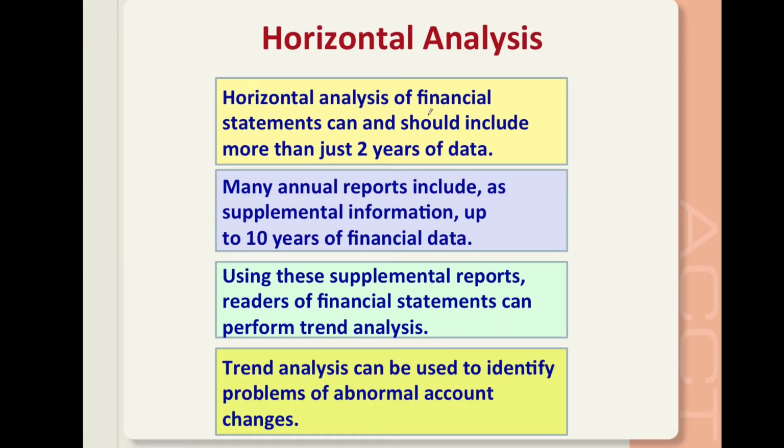Some additional attributes of horizontal analysis include that most of the time you will find at a minimum at least 2 years of financial data for a company. Many annual reports, remember that's the 10K for corporations trading publicly, include up to 10 years of financial information. Using these supplemental reports, readers of financial statements can perform what we call trend analysis. Trend analysis can be used to identify problems of abnormal account changes. That means you can take your 2, 5, or 10 years of data and graph them and see where the peaks and valleys are.